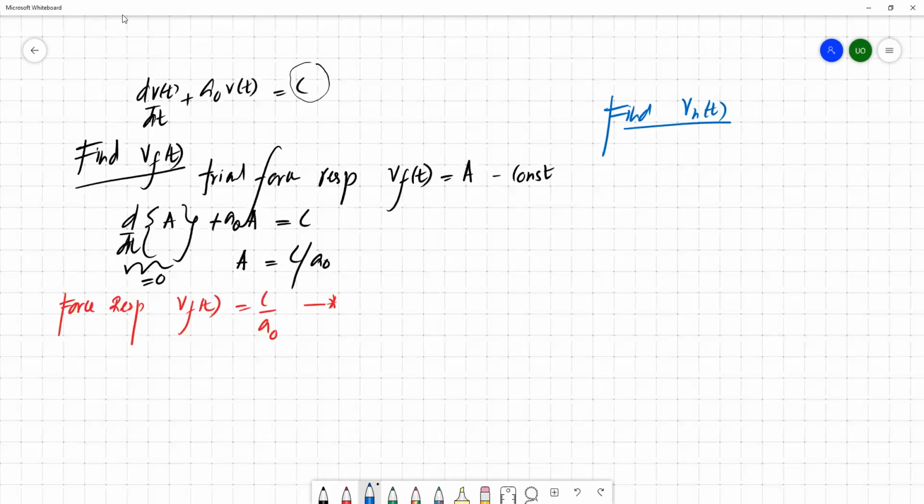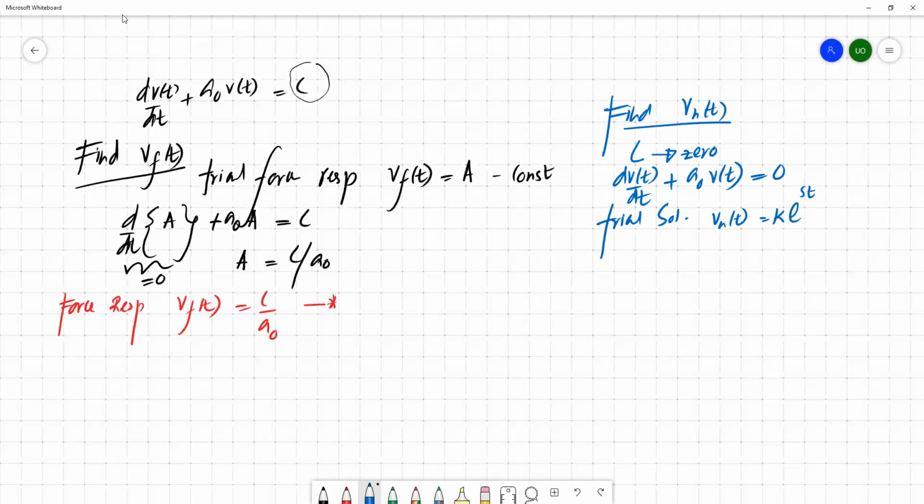So to find the natural response, we set C to be 0, because we remove the contribution from external sources. Then our differential equation simplifies to this form. Similarly, we propose a trial solution as Vn(t) = k e^(st).